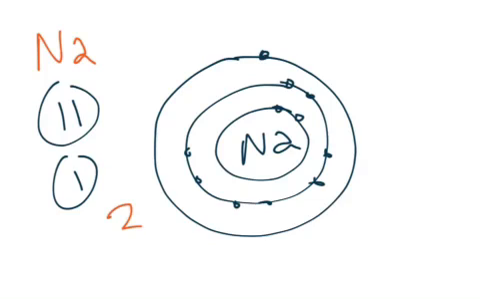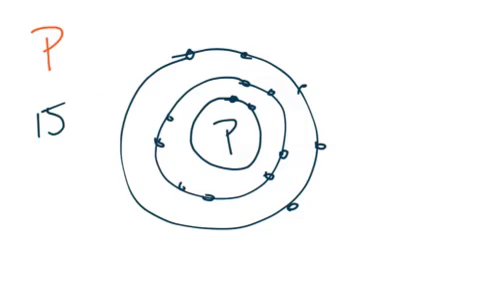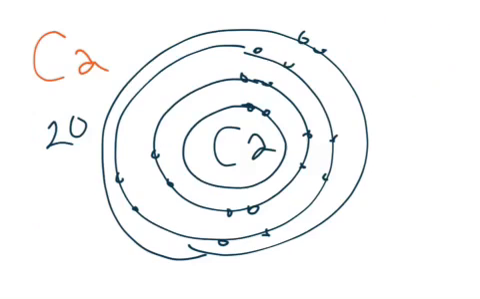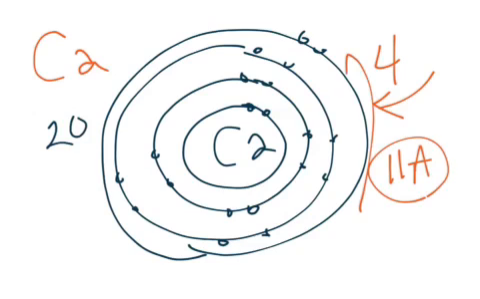So sodium, period 3, 3 rings, back to group 1A, 1 electron. Phosphorus is also period 3, so it has 1, 2, 3 rings, and it is in group 5A, so it has 5 outside electrons. And then lastly, we'll look at calcium. It's in the 4th period. It has 4 rings in group 2A, so it has 2 electrons on the outside.